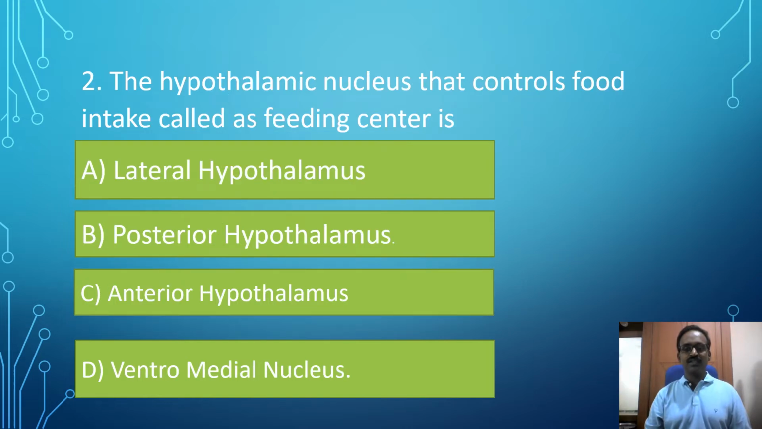The second question is the easiest question. All of you immediately choose the correct answer. The hypothalamic nucleus that controls food intake, called the feeding center, is. First option A, lateral hypothalamus. Lateral hypothalamus is the feeding center. So this is the correct answer.